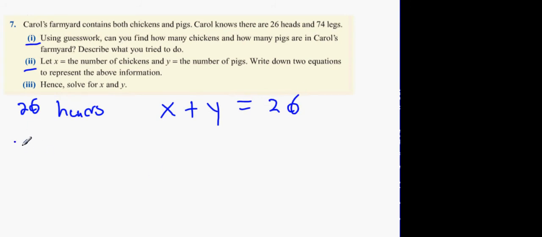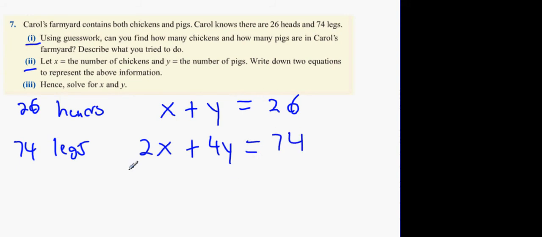The next one is the 74 legs. Each chicken has 2 legs. 2 multiplied by the number of chickens gives you the number of legs that are due to the chickens. 4 multiplied by Y, it's 4 times the number of pigs. This gives you the number of legs that are due to the pigs. This equals the total number of legs, which is 74.